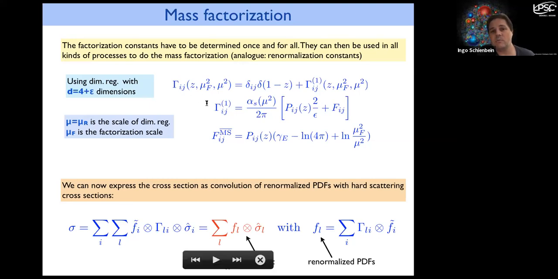So for example, at next to leading order, gamma would take the form alpha_s over 2 pi, the splitting function, times 2 over epsilon in dimensional regularization, plus a finite part, which in the MS-bar scheme is again given by the splitting function times this standard expression appearing in dimensional regularization: Euler gamma minus ln 4 pi plus ln mu_f squared over mu squared.